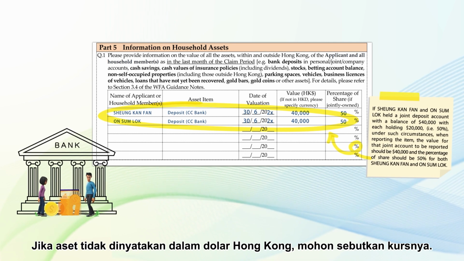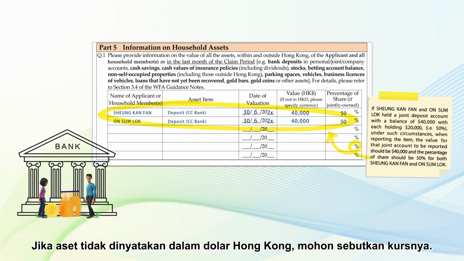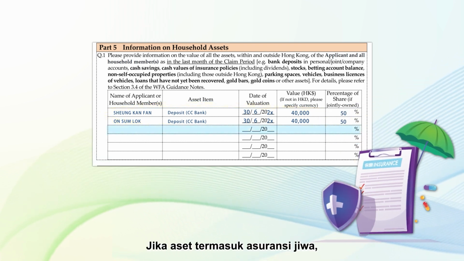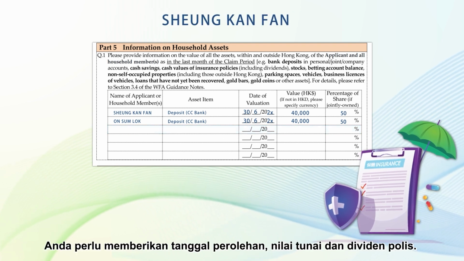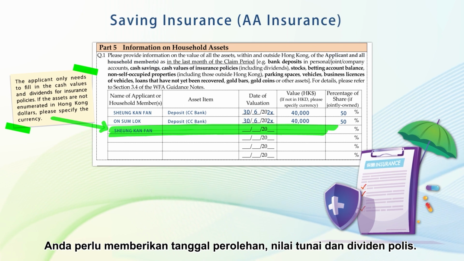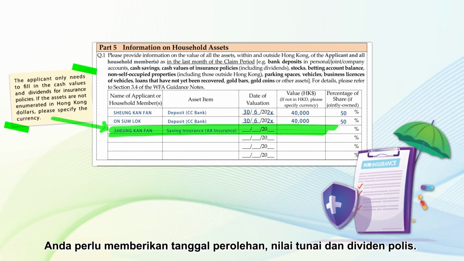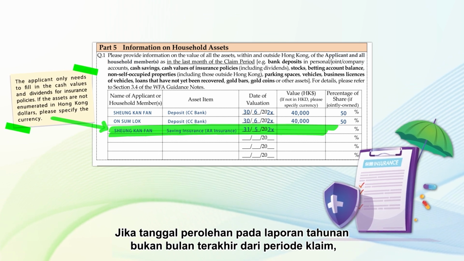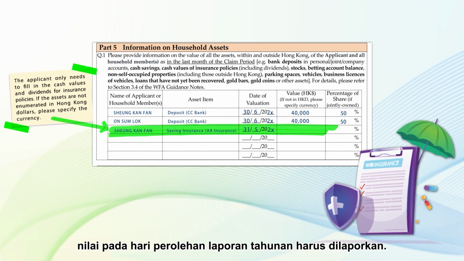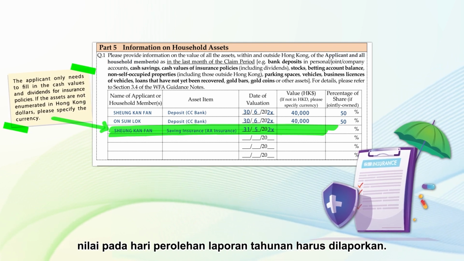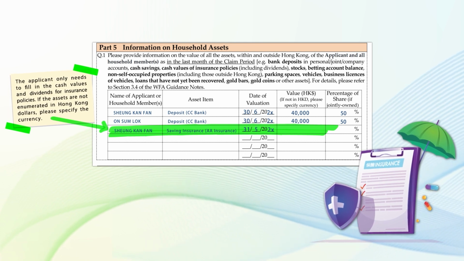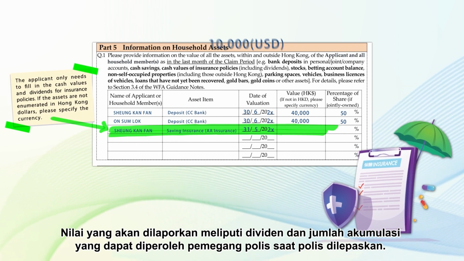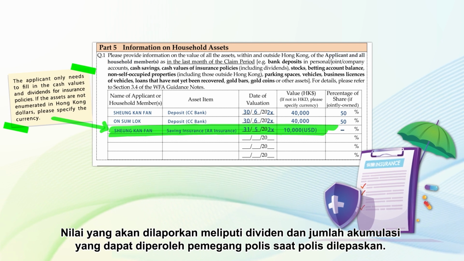If the assets are not enumerated in Hong Kong dollars, please specify the currency. If the assets include life savings insurance, you should provide the settlement date, the cash value, and dividends of the policy. If the settlement date of the annual statement is not the last month of the claim period, the value on the settlement day of the annual statement should be reported. Values to be reported include dividends and the accumulated amount that the policyholder can get when the policy is surrendered.